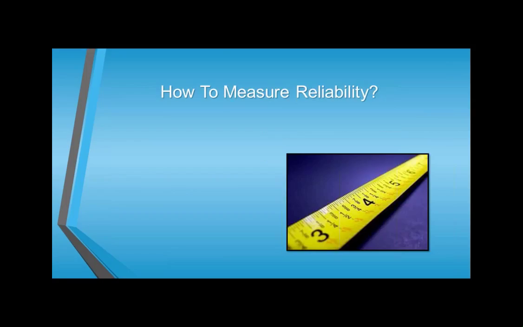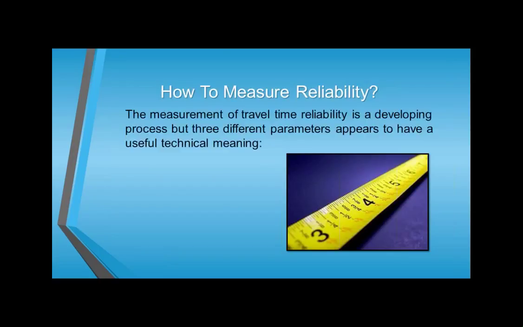Some of the measurements that we use for travel time reliability are still in a developing process, but I'm going to mention 3 of them that are working really, really well until now. One of them is the 90 to 95% travel time, which estimates how bad the delay is going to be when we have the worst traffic condition.